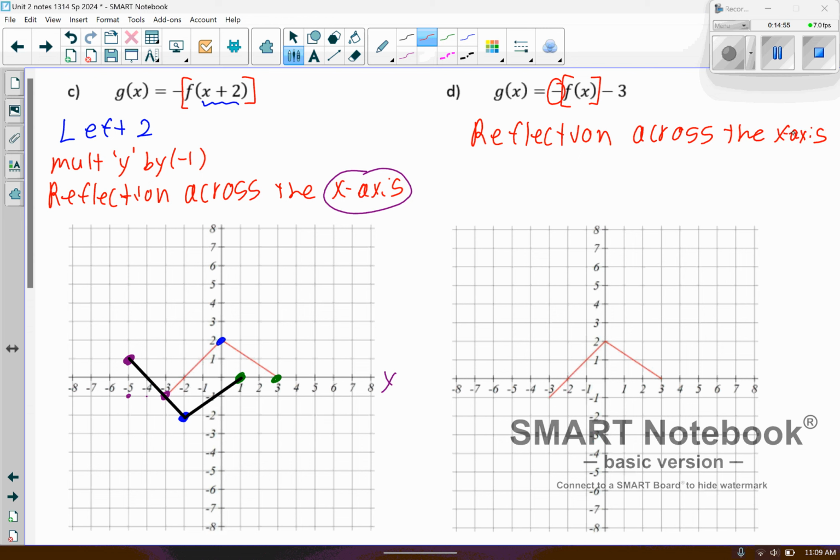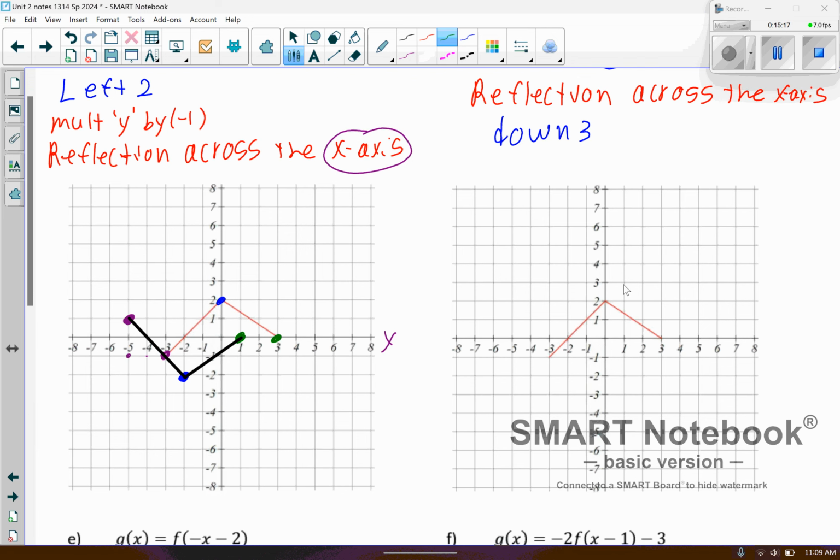And then we are going to shift down 3. And so this one's very important. If you don't do it in this order, you will not get the correct graph. Because if you go down first and then reflect, it's not the same as reflecting and then going down 3. Okay, and so the order on this does matter.